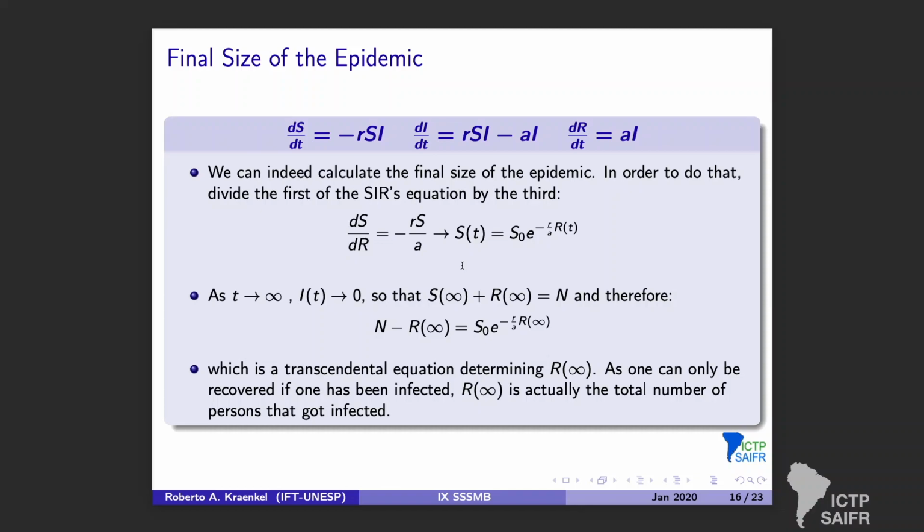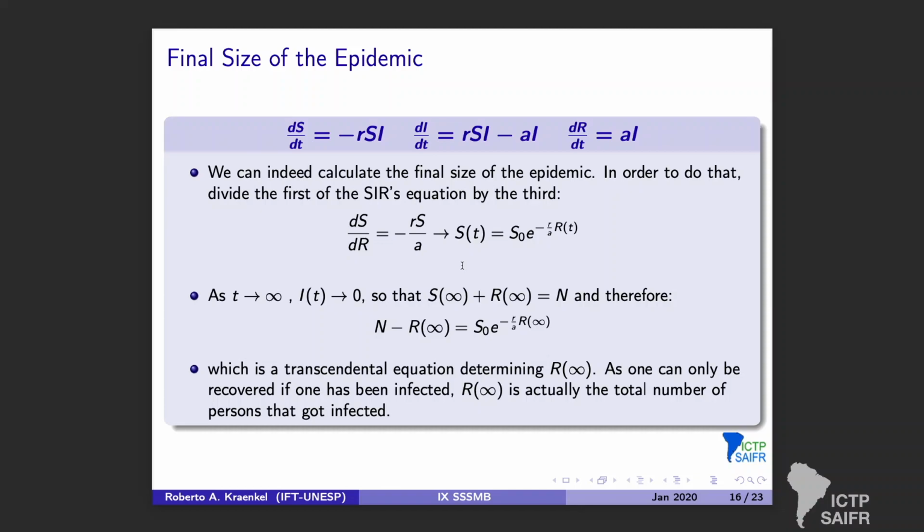So, as the final size of the epidemic depends only on the ratio beta over A, which is the basic reproductive number, there is one point that would be nice: if we could calculate the basic reproductive number. So that's the final discussion. We will stop earlier today. But this poses a problem.